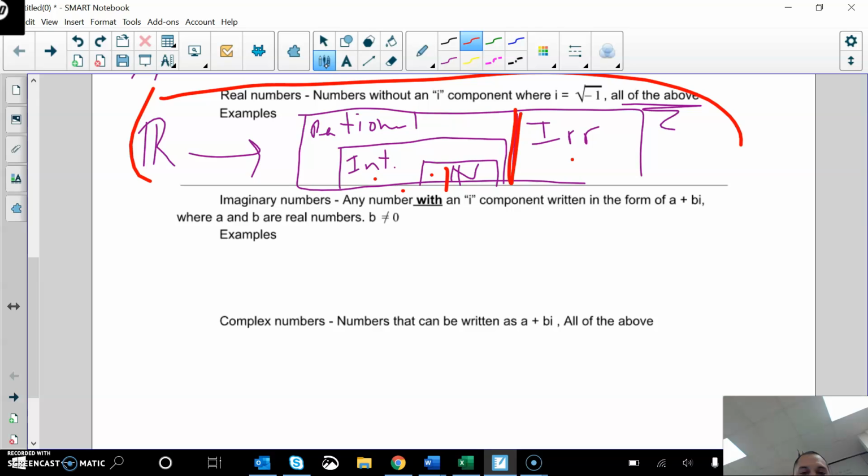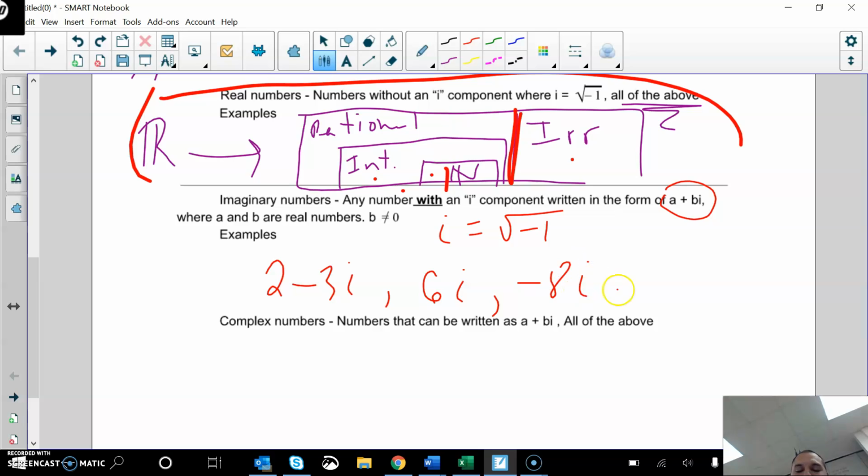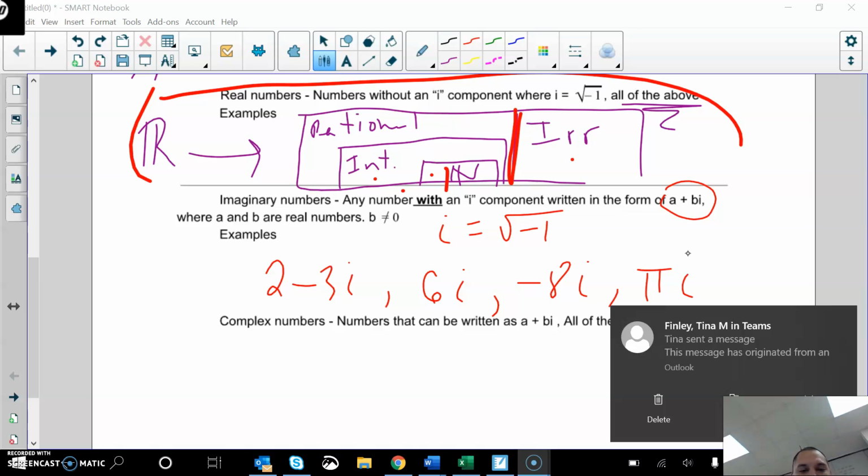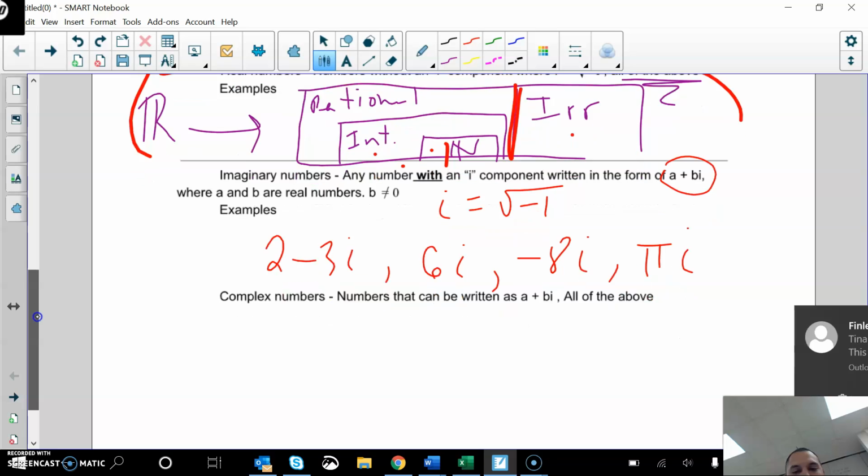Outside of the real numbers are imaginary numbers. So we let i be equal to the square root of -1. That is an imaginary number. An imaginary number is any number that has that as part of it. So a plus bi, where a and b are real numbers. So for example, 2 minus 3i, that's an imaginary number. 6i, that's an imaginary number. -8i. What else? Oh, pi times i, why not? So anything times i. Those are imaginary numbers.